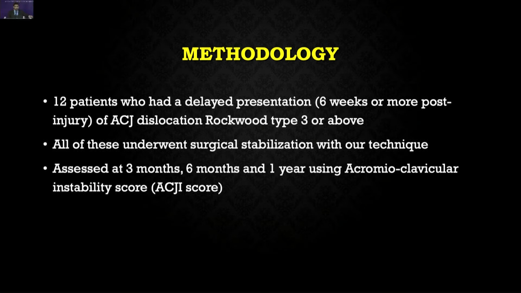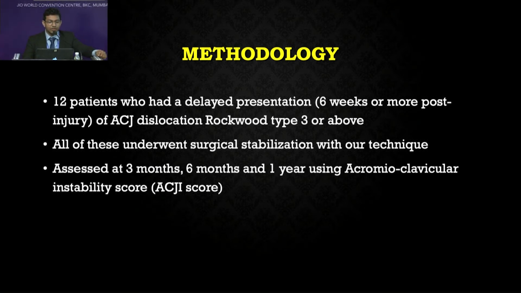We had 12 patients who had delayed presentation of ACJ dislocation. All of them were type 3 or above. Of them, 10 were type 3 and 2 were type 5. All of these underwent surgical stabilization with our technique, and they were assessed at 3 months, 6 months, and 1 year using the acromioclavicular instability score.